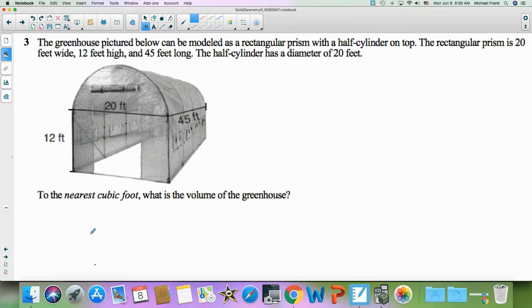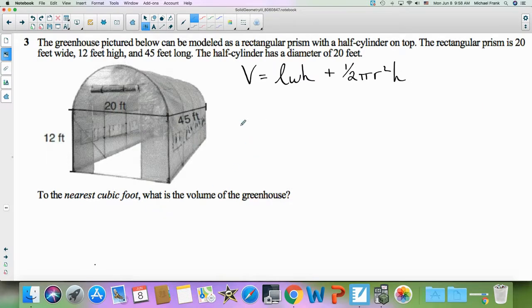So compound volume just means to find the volume of the figures when you break them down into recognizable figures that have formulas that are given to us. Well, here we have a rectangular prism plus a half cylinder. So our total volume of this greenhouse will be the rectangular prism, which is length times width times height, plus a half cylinder. Well, if a whole cylinder is pi r squared h, then a half cylinder is just half pi r squared h. And that's really it.